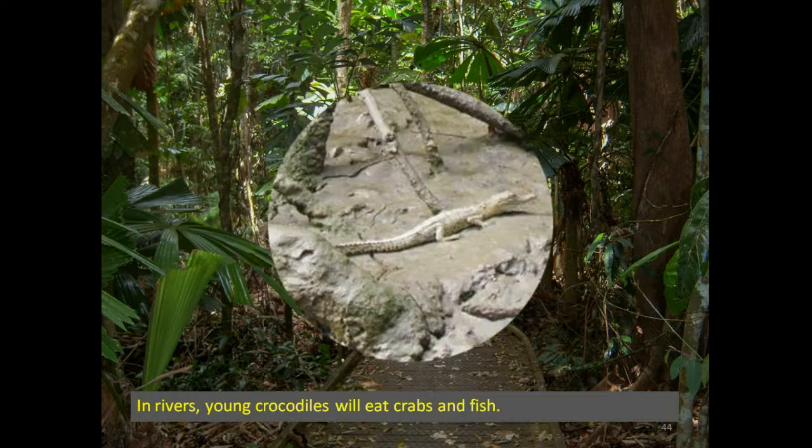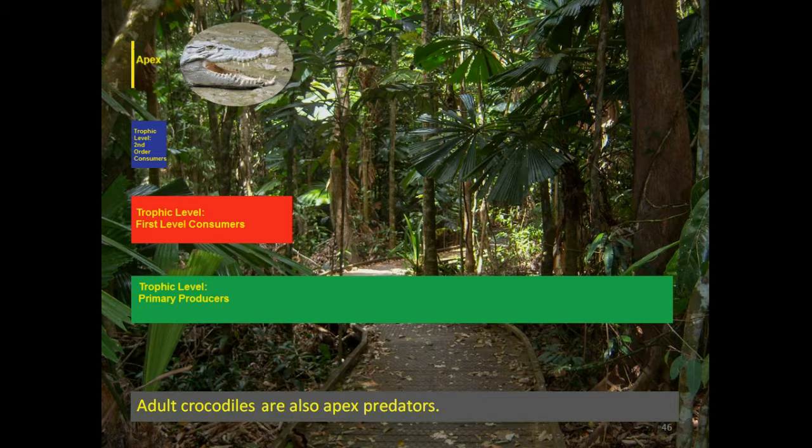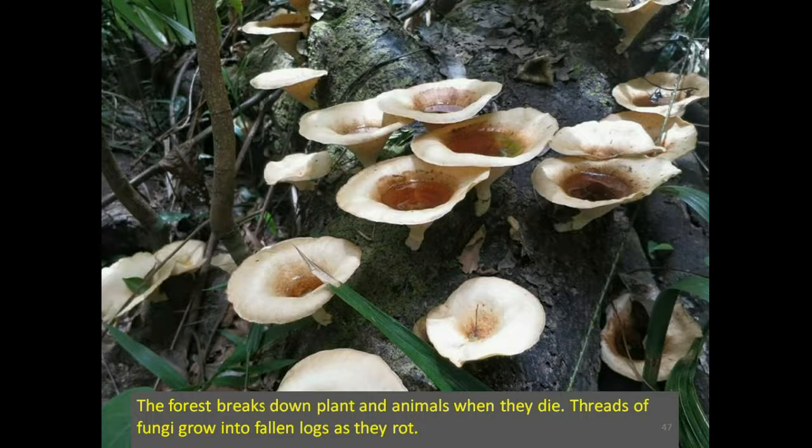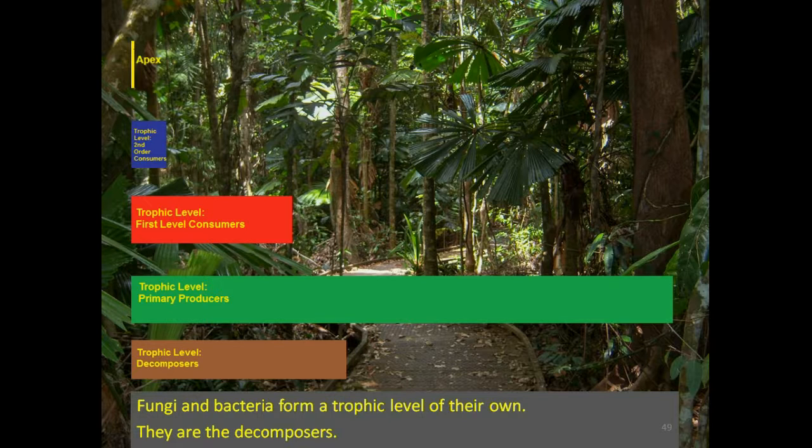In rivers, young crocodiles will eat crabs and fish. Adults will lie in wait on riverbanks for unsuspecting lizards and mammals. Adult crocodiles are also apex predators. The forest breaks down plants and animals when they die. Threads of fungi grow into fallen logs as they rot. Fungi and bacteria form a trophic level of their own. They are the decomposers.